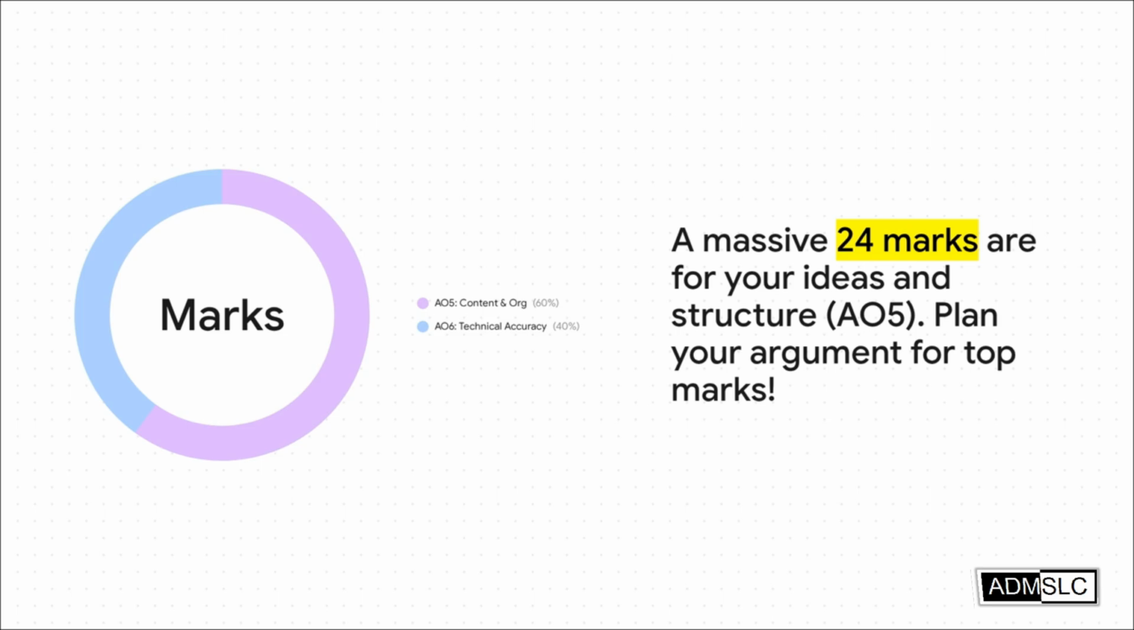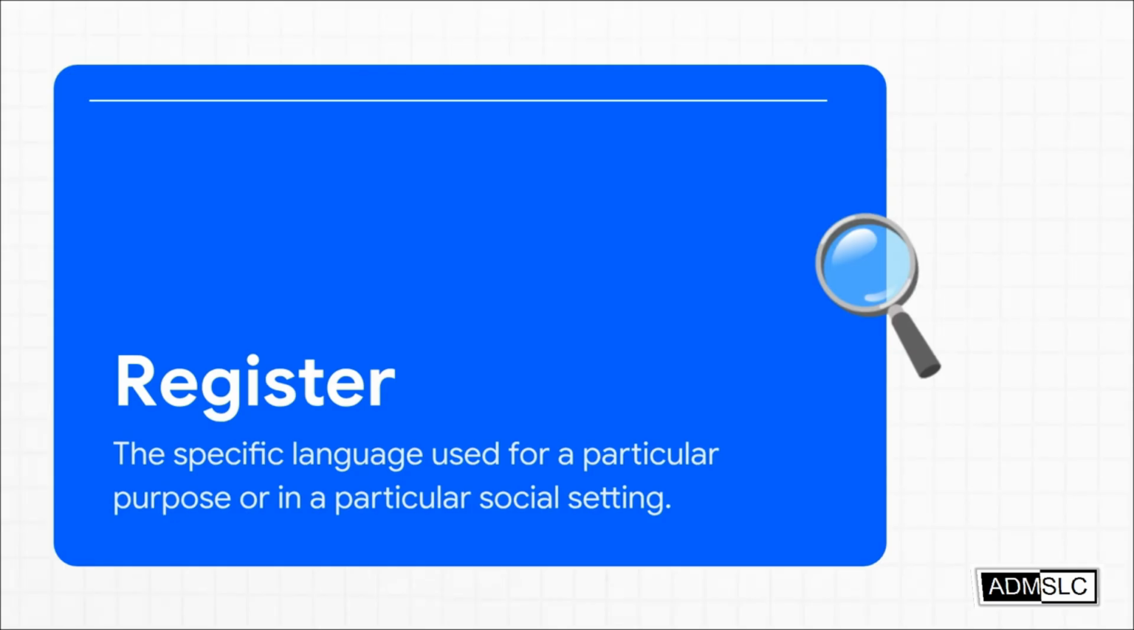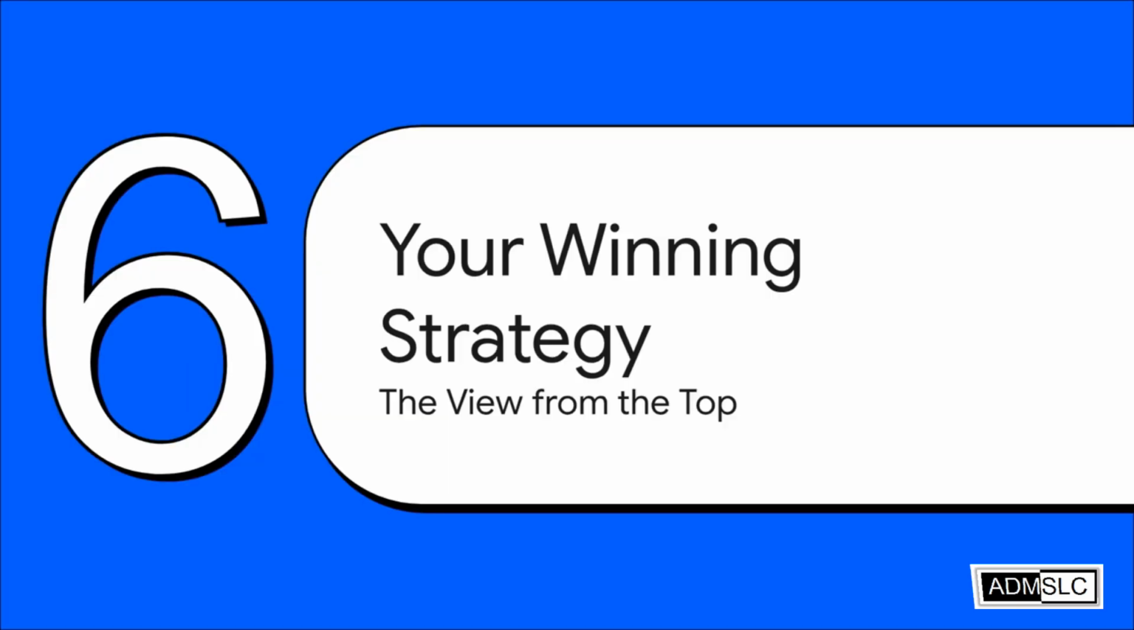You know, a key part of hitting that top band for AO5 is adapting your tone, your style, and your register. The exam's going to ask you to write something like a speech, or a letter, or maybe a formal article. You absolutely have to match your language to that form. Think about it. A fiery speech is going to use rhetoric, while a formal letter needs polite, structured phrasing. It's all about context.